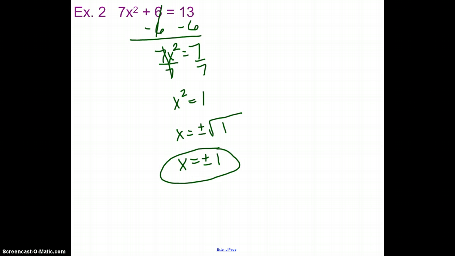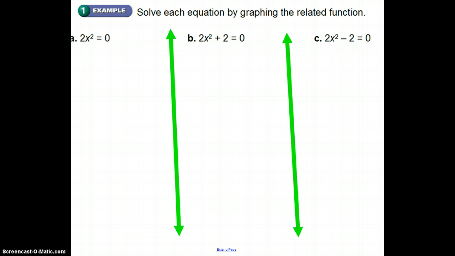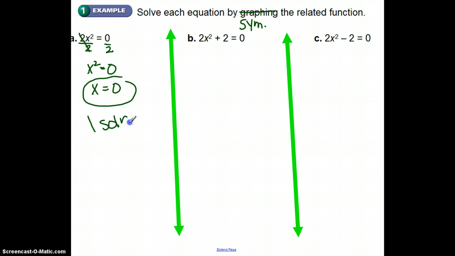Okay, let's see if we can try one more here. Now this one says solve by graphing. Really, if you want to solve symbolically, that's perfectly fine with me. Okay, in this first one, divide both sides by 2. So I get x squared equals 0. So x equals 0. Notice there's no plus or minus. This is a good example of a one-solution case, where you can really tell how that happens.